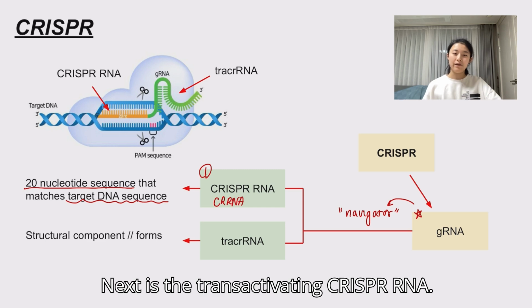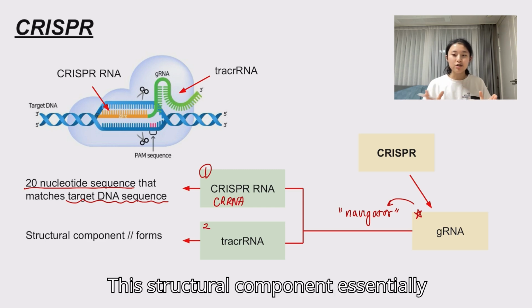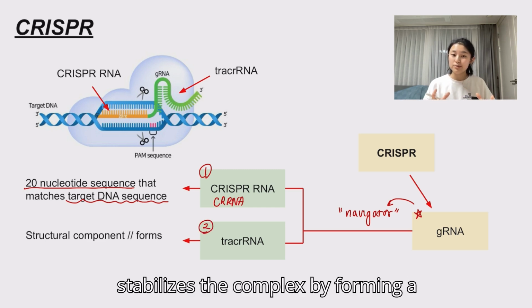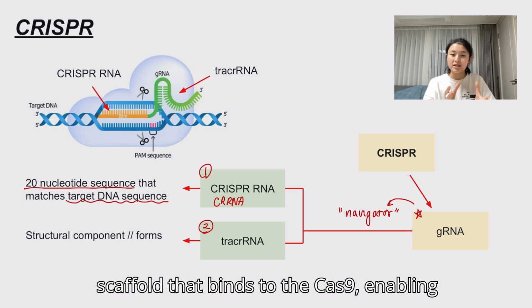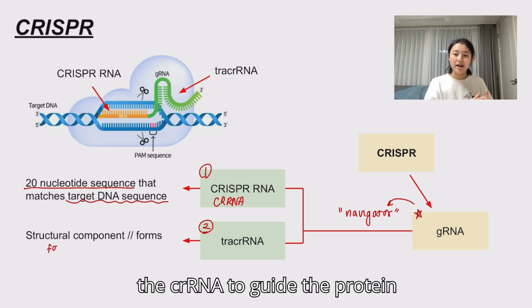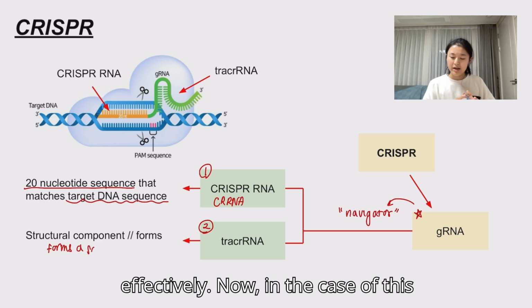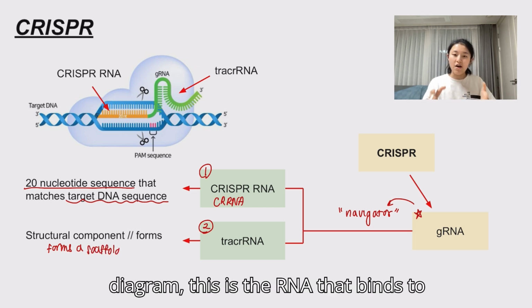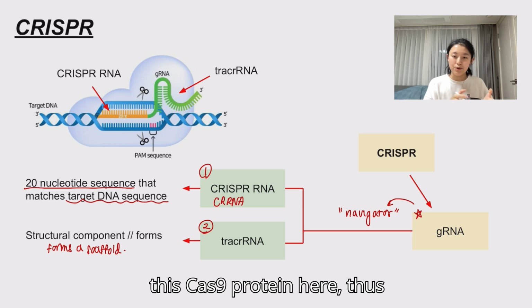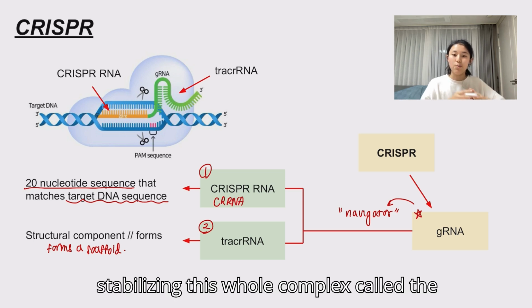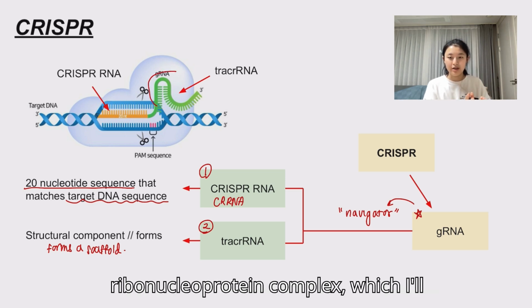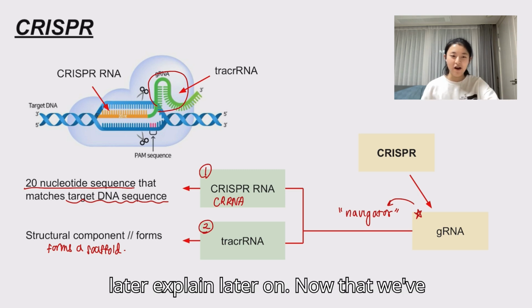Next is the transactivating CRISPR RNA. This structural component essentially stabilizes the complex by forming a scaffold that binds to the Cas9, enabling the crRNA to guide the protein effectively. Now, in the case of this diagram, this is the RNA that binds to this Cas9 protein here, thus stabilizing this whole complex called the ribonucleoprotein complex, which I'll explain later on.